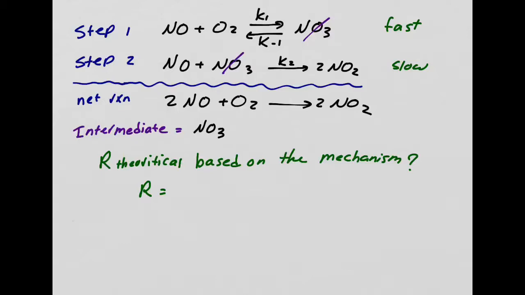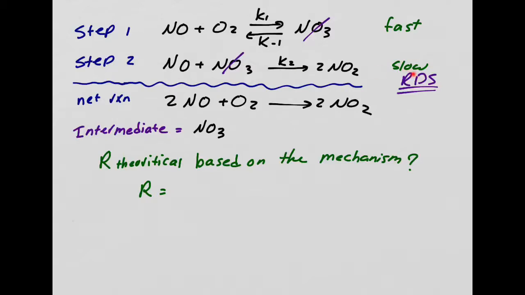What is my rate determining step? This one, the slow step, is my RDS. You guys are following me? So the slow step is my rate determining step. So the R theoretical is going to be just based on the slow step. And the reason for that is the slow step is going to take most of the time to happen. It has a huge hump.